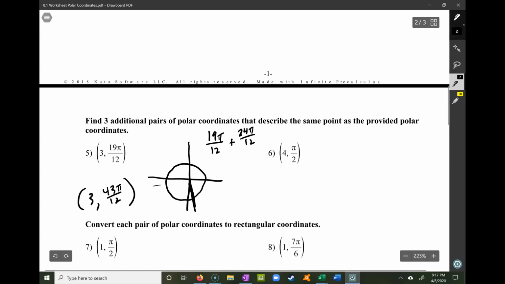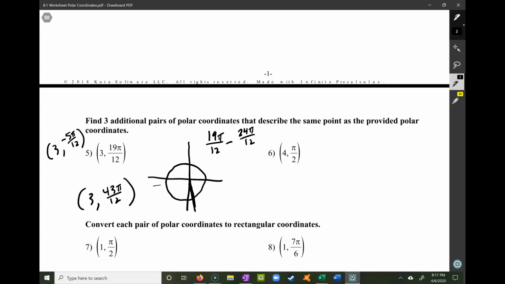And of course, you could subtract 24 pi over 12 from it also. And that means that I could be at 3, comma, and 19 minus 24 would be what? -5. So that'd be -5 pi over 12. Again, lands me at the same place.